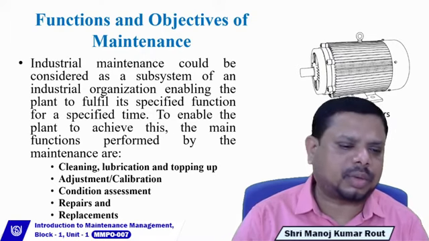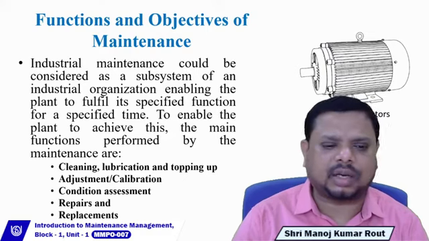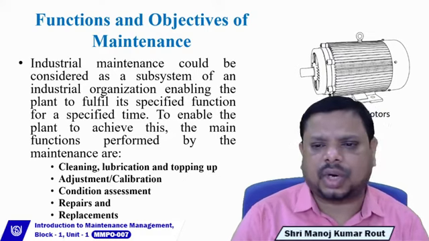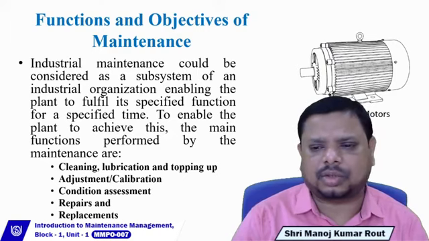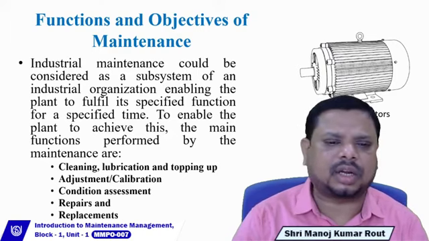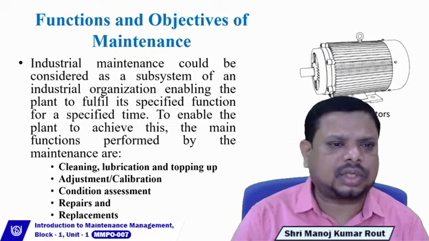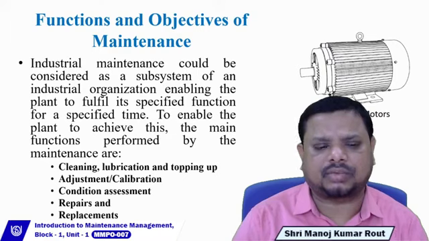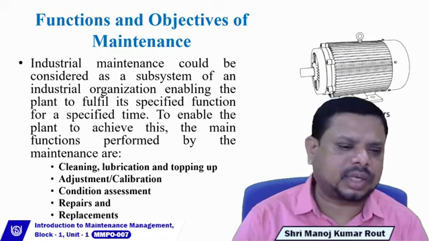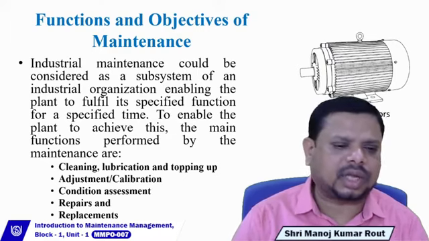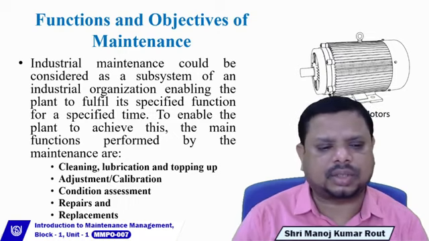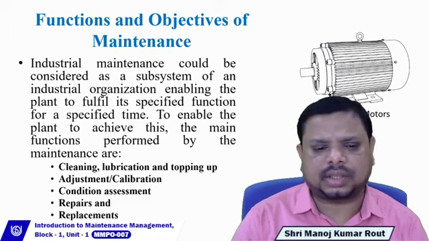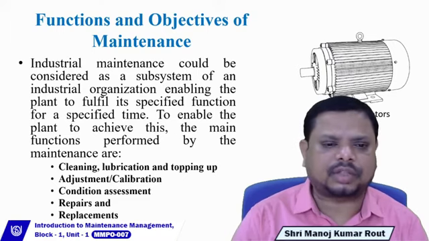The next important part is repair and replacement. If required, you can provide the repair. If that is not possible, then you can directly replace it with spare parts. So these are the basic functions performed by the maintenance group. I'm just repeating: the first one is cleaning, the next is lubricating, the next is topping off, then adjustment or calibration, then condition assessment, then repair and replacement.